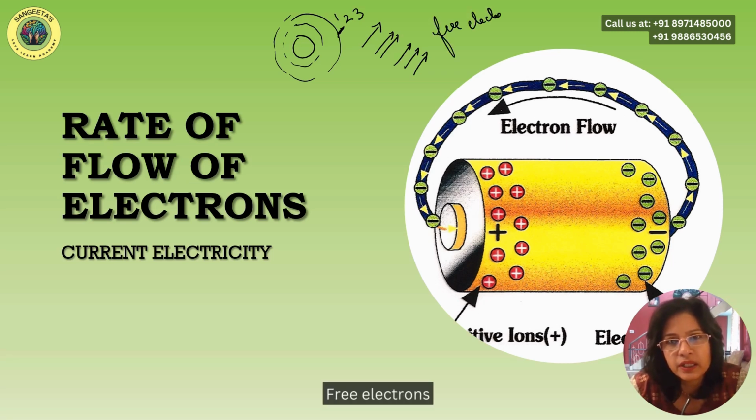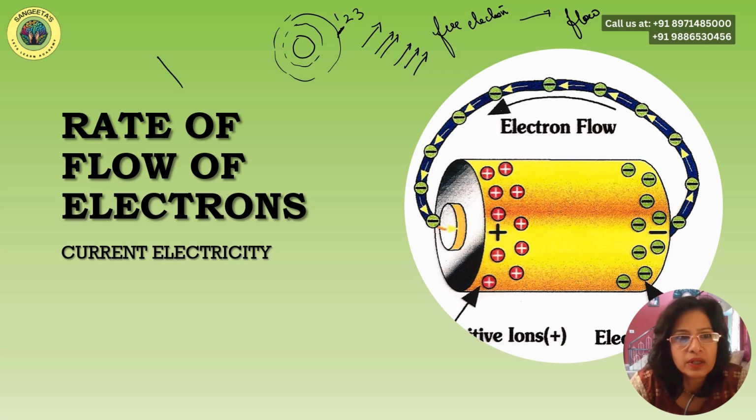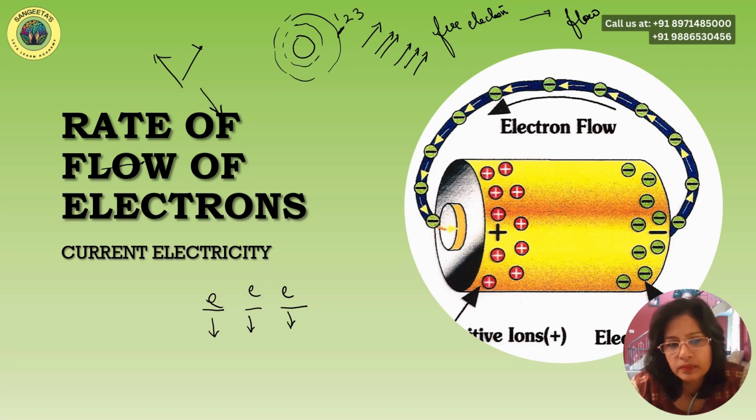So these are free electrons. So free electrons can flow anywhere. Where do they flow? They can flow this way, this way, this way, they can flow that way. So how many electrons are flowing in a certain time with their charge? Let's say the electrons are flowing. These are the electrons. This is e, this is e, this is e. Each has got a certain charge, the same charge.